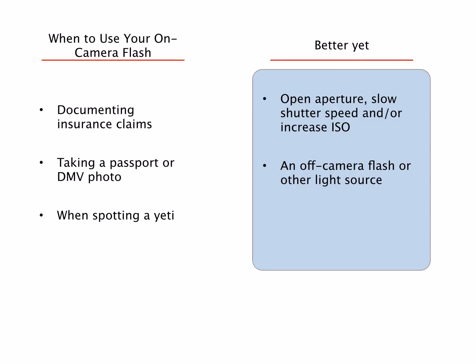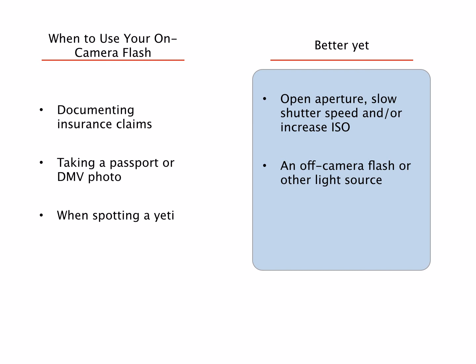So just some considerations. When would you use your on-camera flash? If you have an on-camera flash, the camera flash that pops up when you're in suboptimal lighting situations, I would argue when you're documenting insurance claims, so when your basement floods, when you're taking a passport or DMV photo, and when you're spotting a Yeti or a UFO or anything that everybody believes does not exist. You don't really care about the quality. You just need to capture the image. In fact, that's the takeaway. If you don't care about the photo's quality, use your on-camera flash.